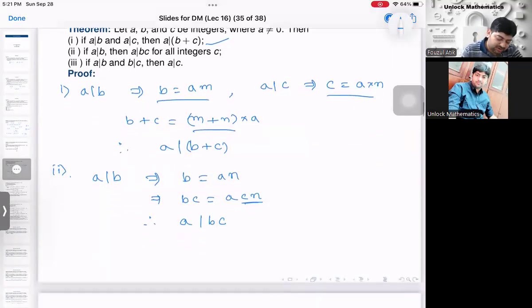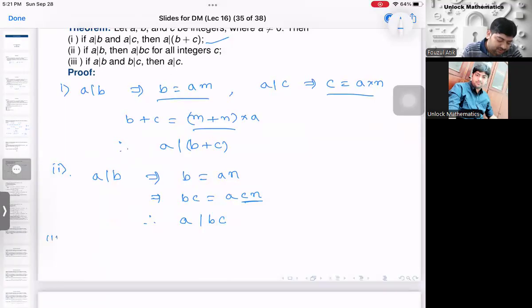What about the third one? How to prove the third part? The third one says if a divides b and b divides c, then a divides c. This is basically saying that, like, a divides b, that means 3 divides maybe 9, and you have 9 divides 27, and definitely you can say that 3 divides 27. This is what it says. But how do you prove this?